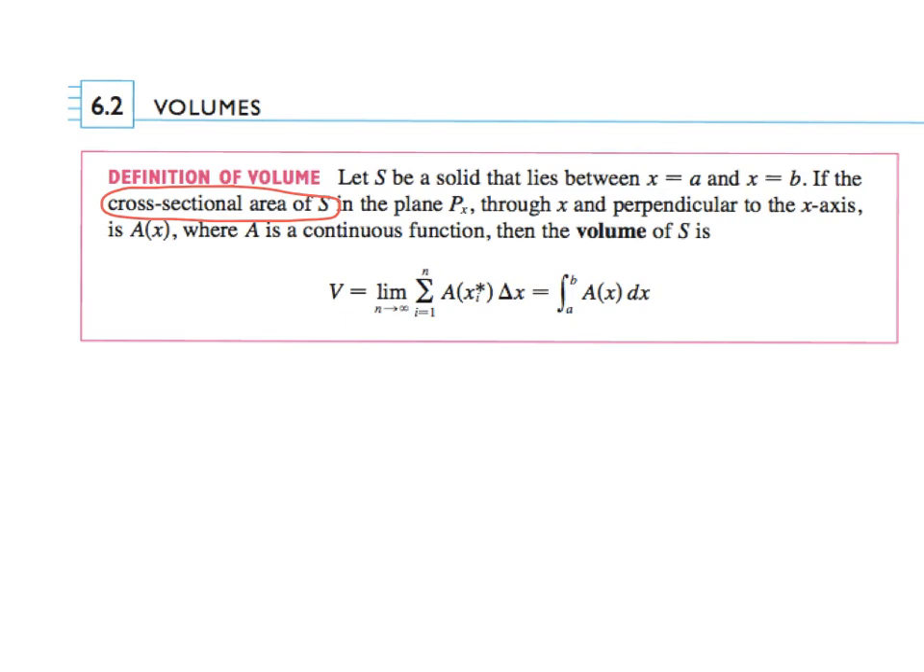cross-sectional area is labeled as S, and we label that area as A of X, then really all to find volume, you're just integrating the cross-sectional area. So that A of X represents cross-sectional area.